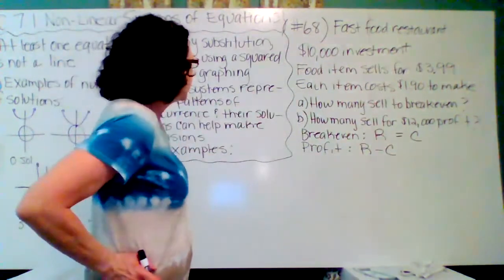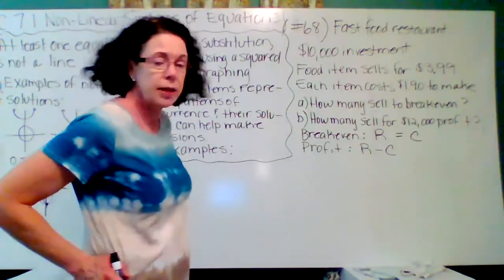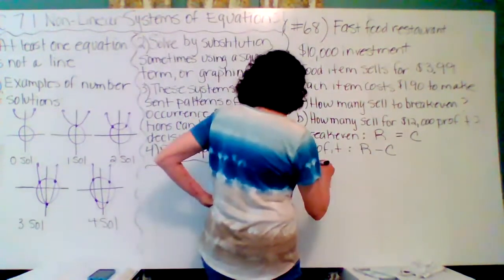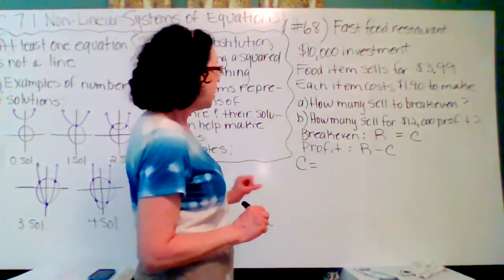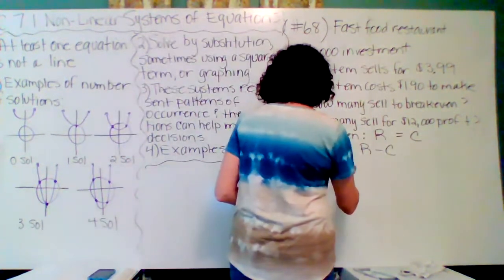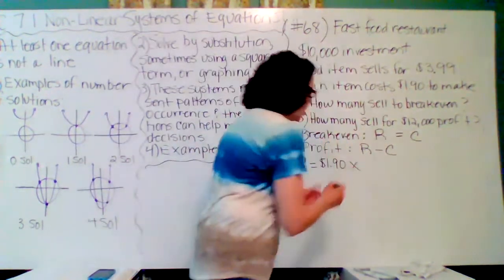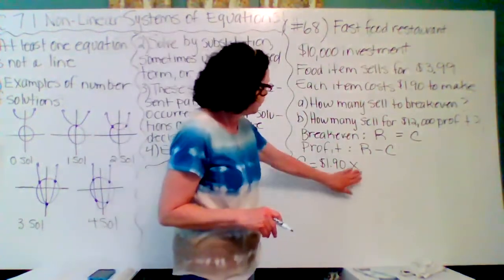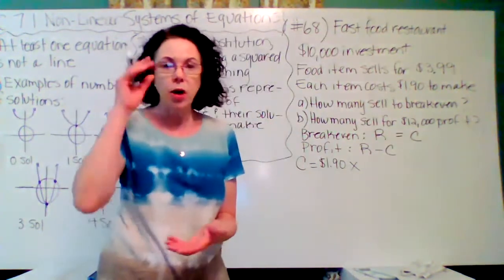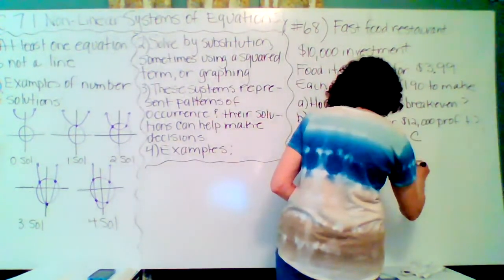So let's see if we can answer question A. How many food items do you need to sell to break even? Okay, let's make our cost equation first. Notice that we have two costs. We have a variable cost: an item that costs $1.90 for every item. We'll call the number of items X. So if we made 100 of these items, 100 times $1.90 would tell us our cost to make those items. But plus, we invested $10,000.